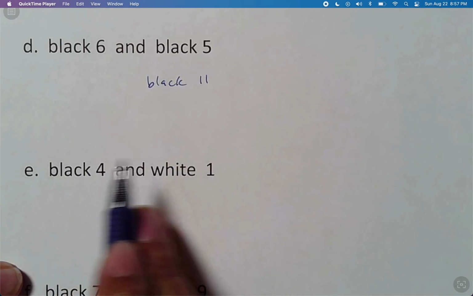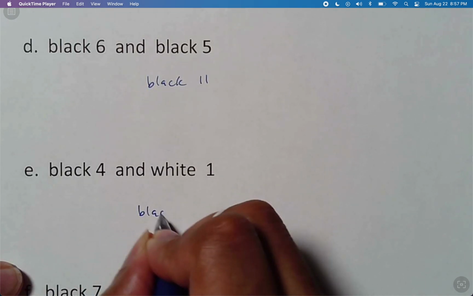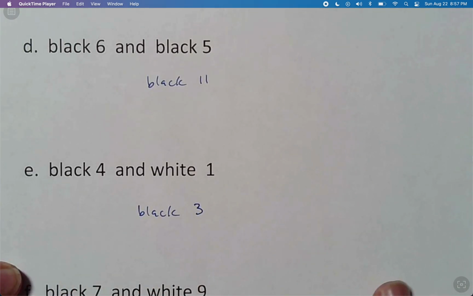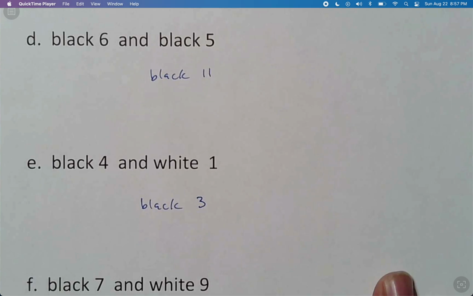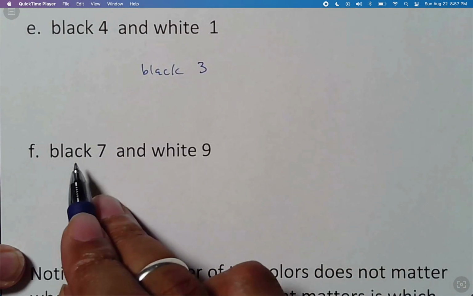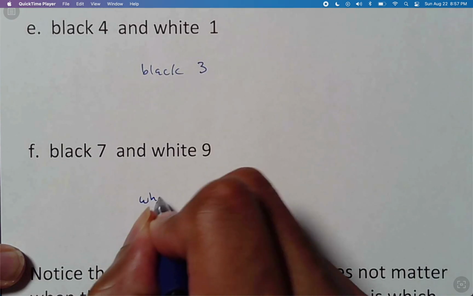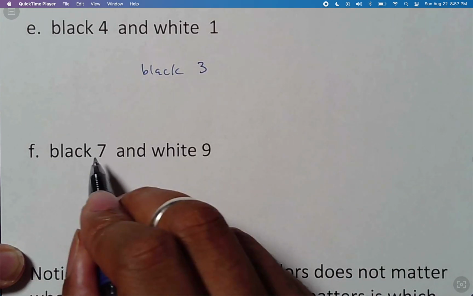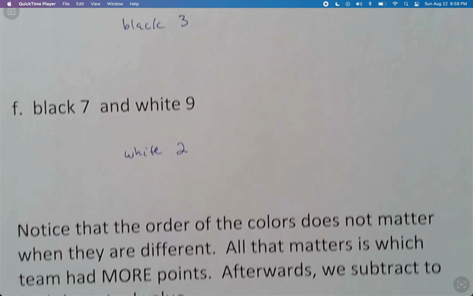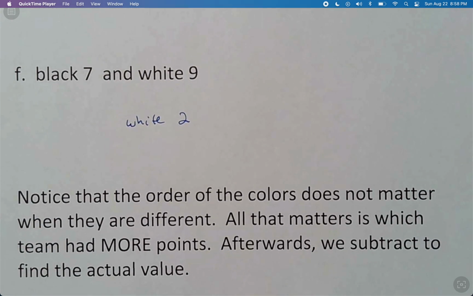Black 4, white 1. Obviously black won. And looks to me like black won by 3. So that would be your answer. Black 7, white 9. Looks to me like white won. And looks to me like they won by 2. So again, notice the order of the colors does not matter when they are different. All that matters is which team had more points. Afterwards, you just subtract to find the final value.